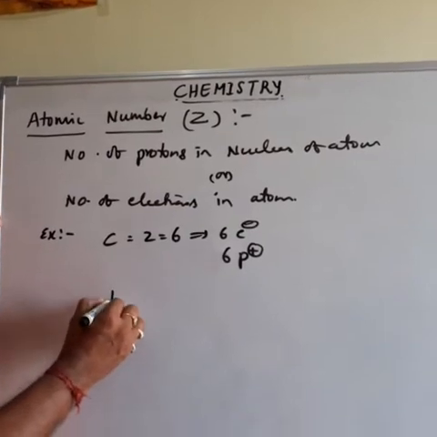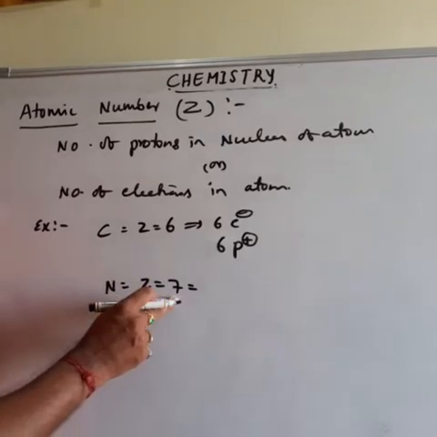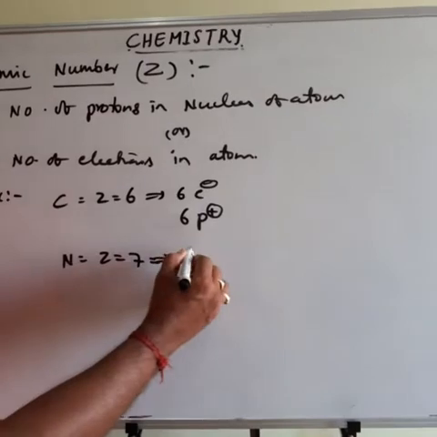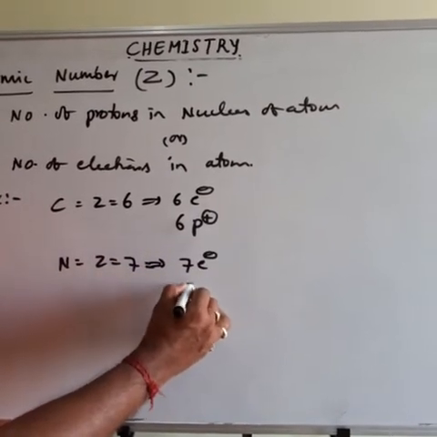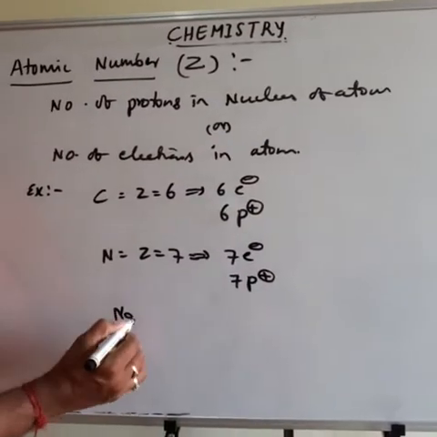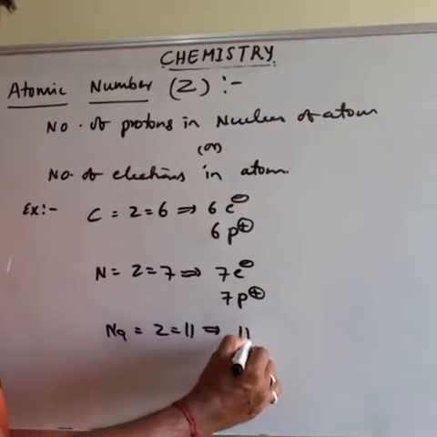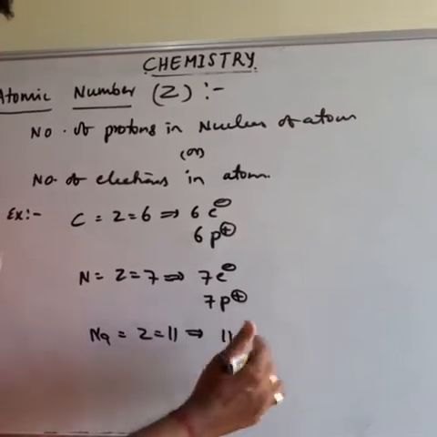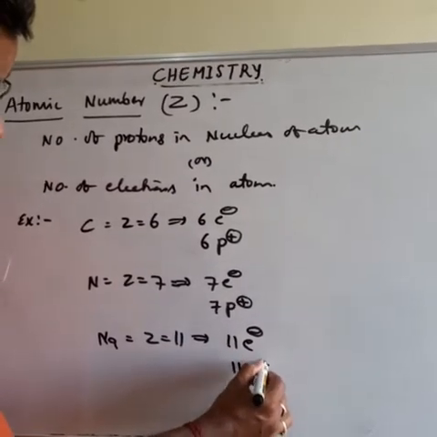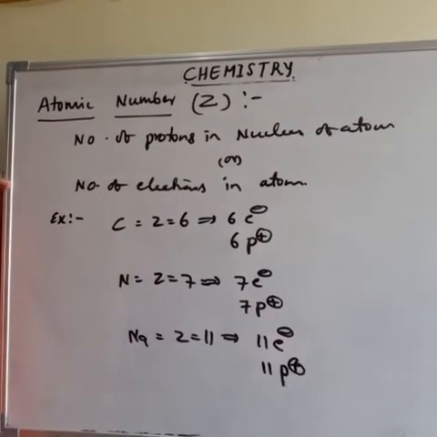The next one is nitrogen. Z is equal to 7. So atomic number 7 means what we understood? 7 electrons, it contains 7 protons. Like that, sodium. Its atomic number is 11, meaning it contains 11 electrons or 11 protons. Okay, so this is about the atomic number.